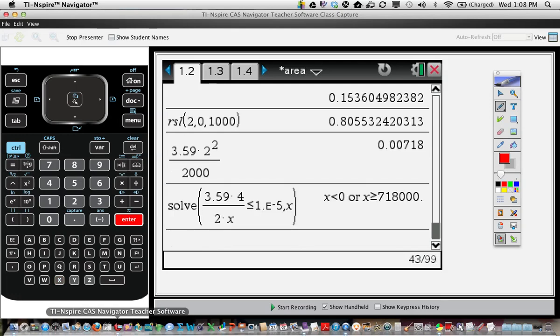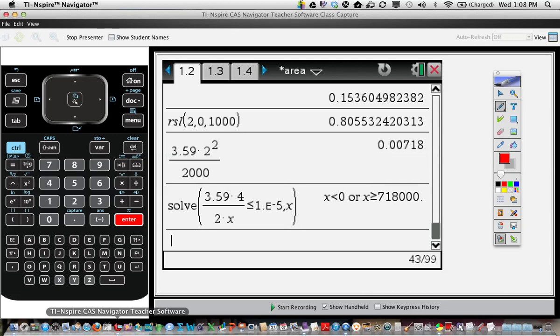We hit enter. And x less than 0, of course x won't be less than 0, that's a number of subdivisions, you can't do that. And what's it say, 718,000? Greater than or equal. Now what if that would have come out and said 17.1? X has to be greater than or equal to 17.1. What would you have said? You'd have to round up to 18, right?